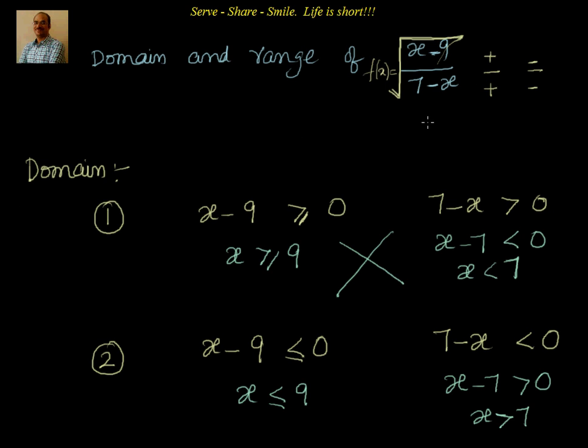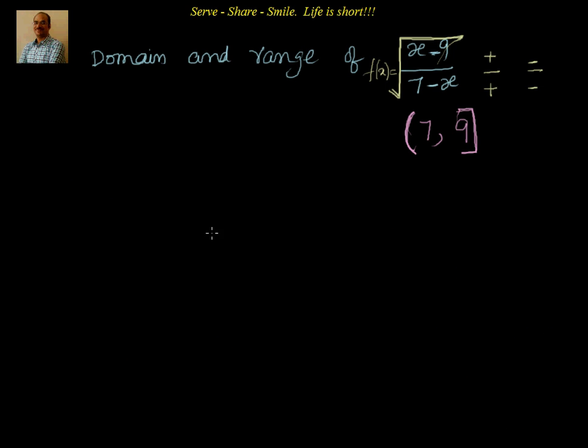So can I go ahead and write the domain now? Domain is nothing but 7 comma 9. 7 is not included, that's why it's an open bracket. 9 is a closed or square bracket, where 9 is included. So this is our domain. Now taking this domain, let's try to find out the range. So we can easily find it out by taking sample values.